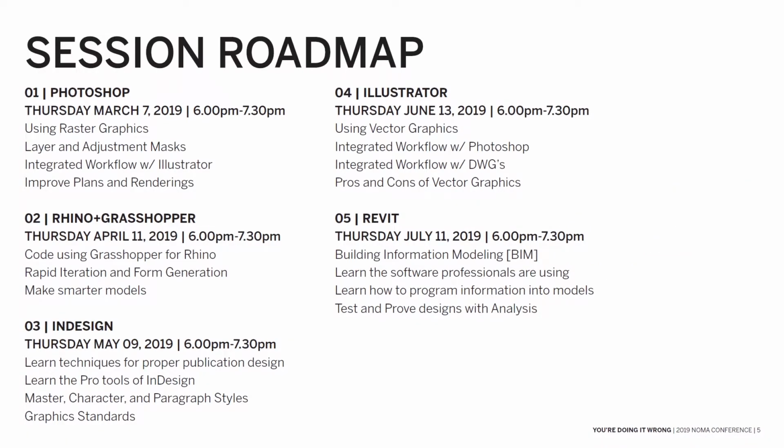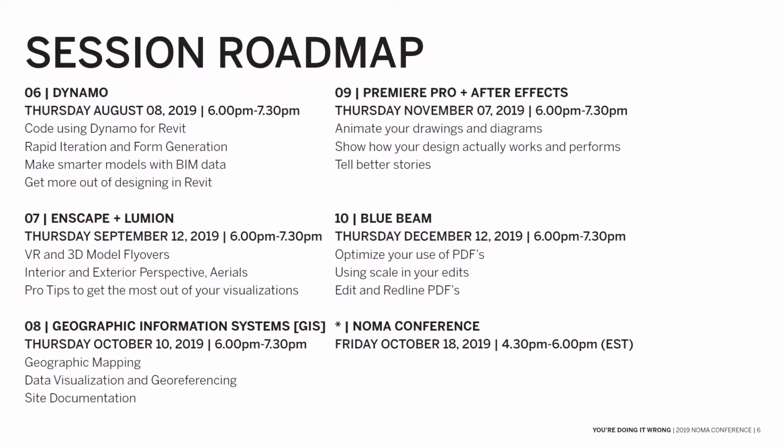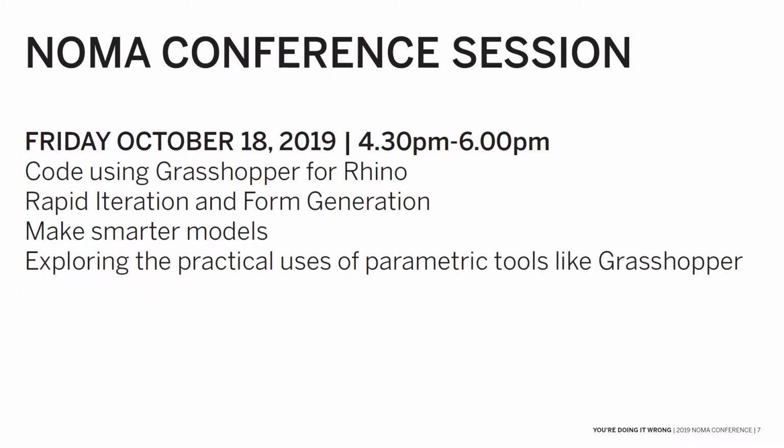This is the roadmap that we've been working on this year. We've covered Photoshop, Rhino, Grasshopper, InDesign, Illustrator, Revit, Dynamo, Enscape, and Lumion. GIS I moved to later this month, after the conference that we're in now. Premiere Pro and After Effects is November, then Bluebeam, and then we will reset the year and probably do something else. Still working on that new roadmap.